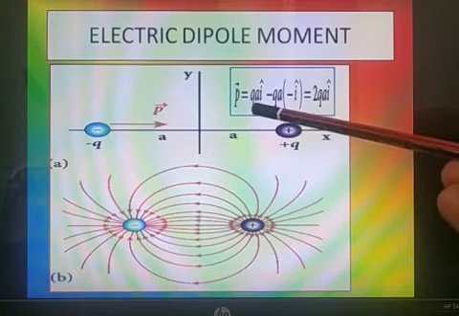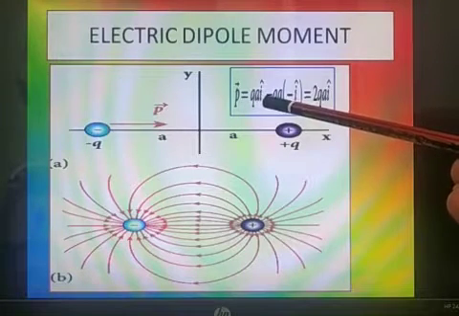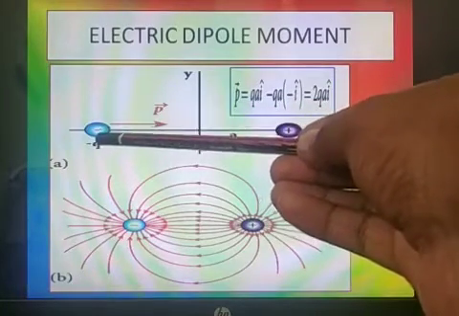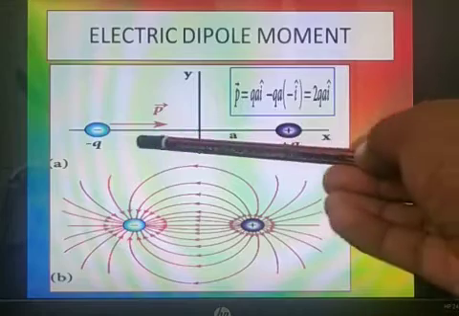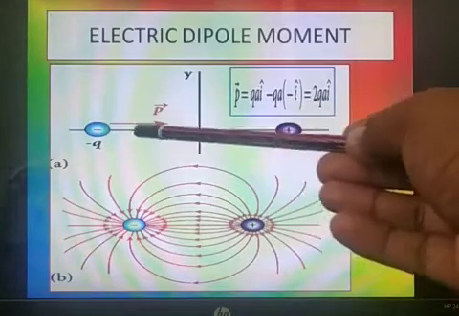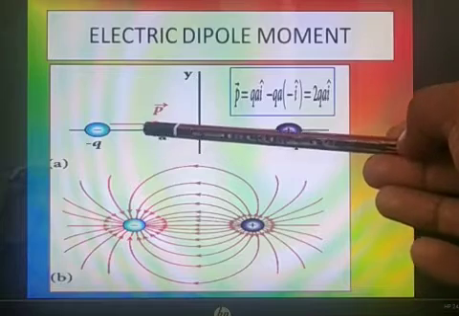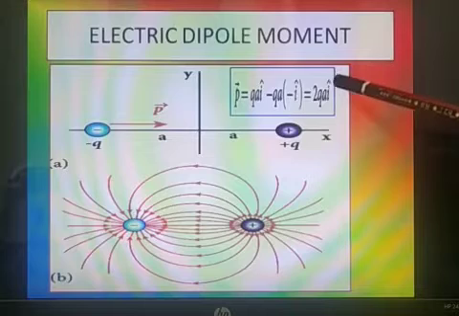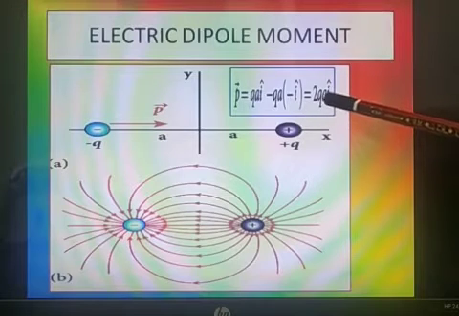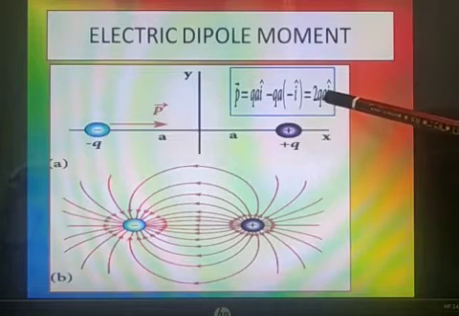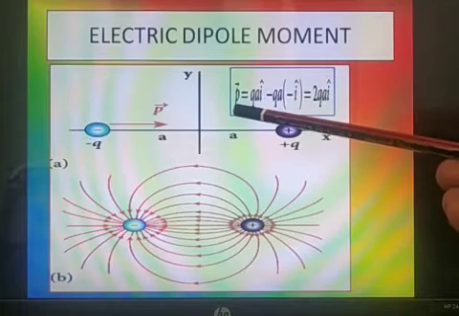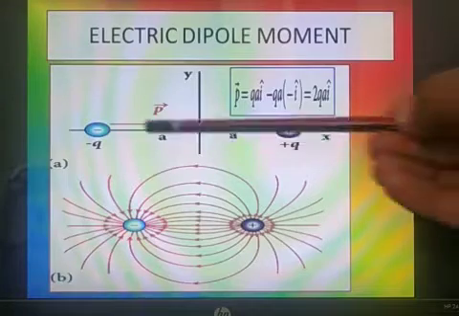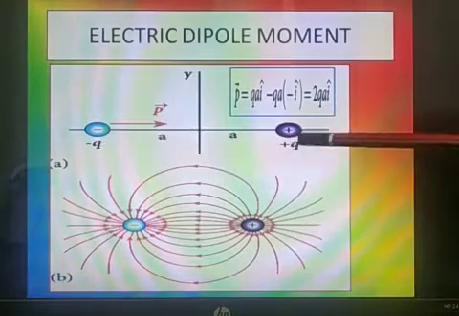So we write this. And next, minus q a minus i cap. Minus q is the type of charge, a is the distance from the center point, and minus i cap acts along the negative x-axis. By adding all these values, finally we get 2 times q a i cap, which is called the electric dipole moment. Here i cap denotes the direction of the electric dipole moment, which always acts along the positive x-axis. In this diagram, it acts from the minus q charge to the plus q charge.